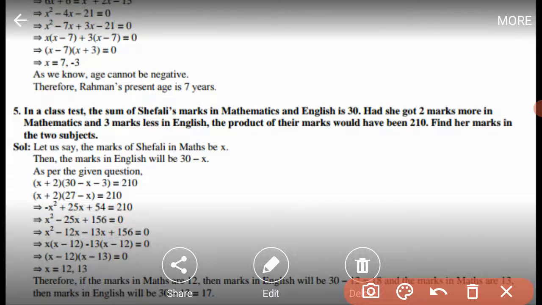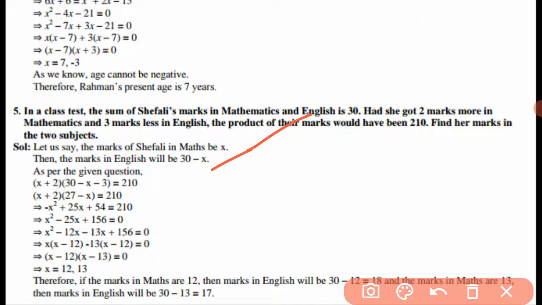So we can take here, let maths marks be x and English marks be 30 minus x. According to the question, if marks of maths are x plus 2 and marks of English are 30 minus x minus 3, then the product equals 210. Now by solving, the equation formed is x square minus 25x plus 156 equals 0. So by solving, the value of x will be 12 and 13.